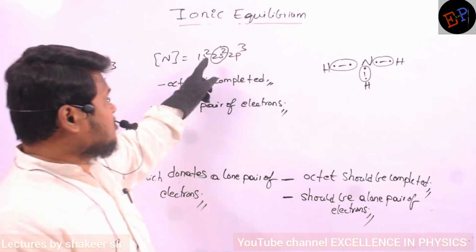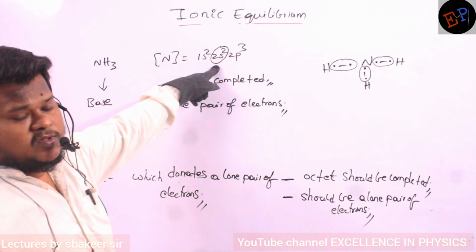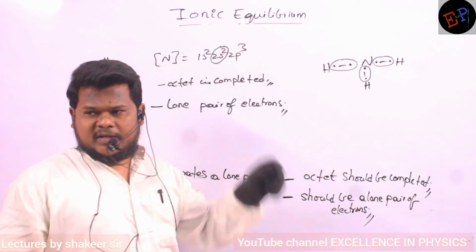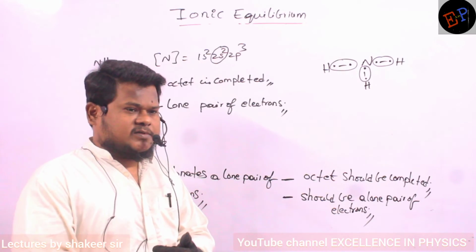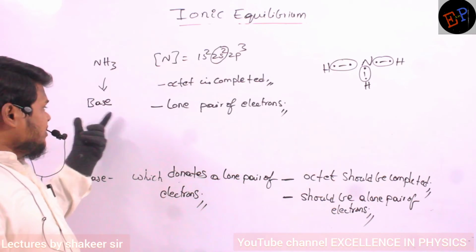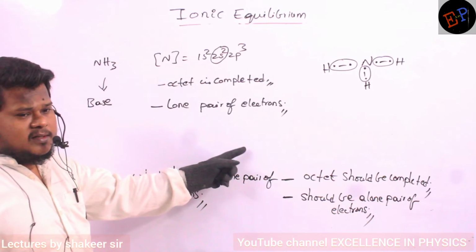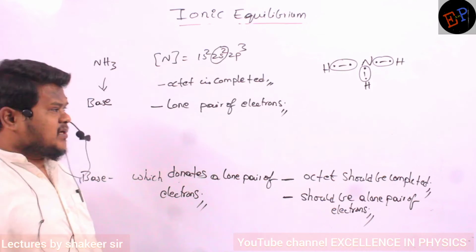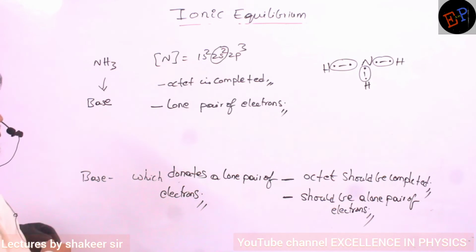And additionally there are 2 electrons in 2s2 which are not taking part in chemical bonding. So therefore they are the lone pair of electrons. Are you able to understand? So that is the reason why this NH3 behaves like a base. Is it clear? Okay.